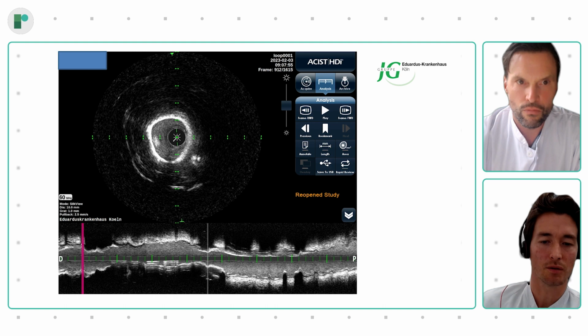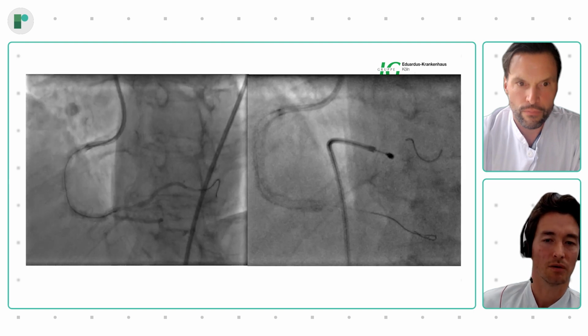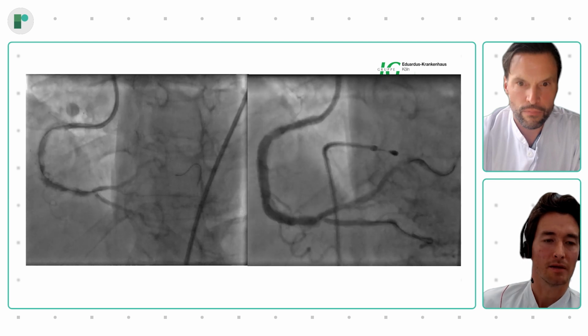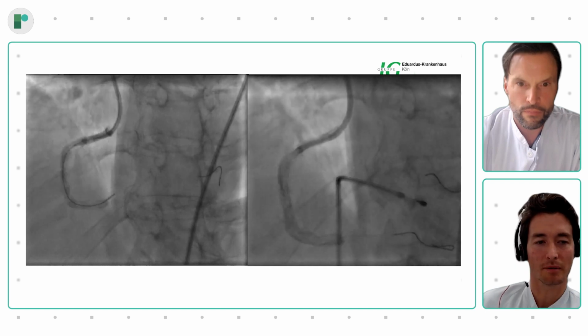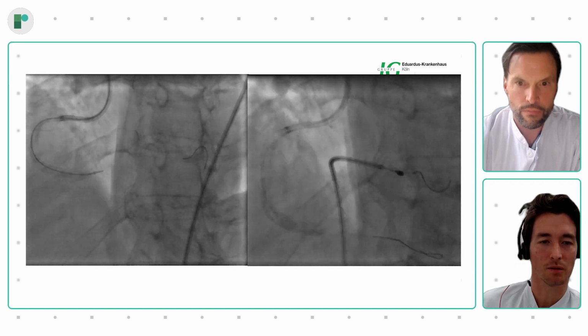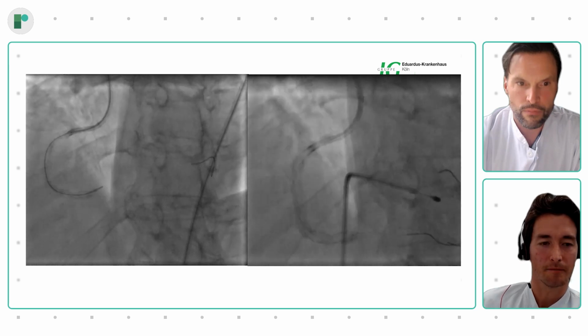Of course, in this situation, you cannot move forward and use NC balloons, but you have to consider the use of specific debulking methods, such as rotational atherectomy, orbital, or IVL. In this scenario, due to the length of the stenosis and multiple stenoses, we did not choose intravascular lithotripsy, but orbital atherectomy, as shown on the left.